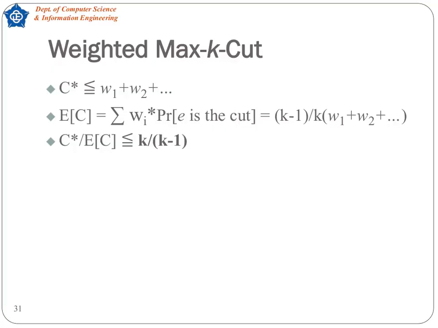Finally, we arrive at a truly crucial inequality. It shows the ratio of the optimal cut, C star, to the expected cut, E of C, is less than or equal to k divided by (k-1). This inequality is vital because it highlights a significant approximation ratio for the weighted max k-cut problem, clearly demonstrating the powerful relationship between our optimal and expected cut values.